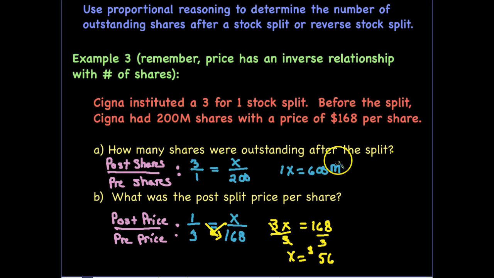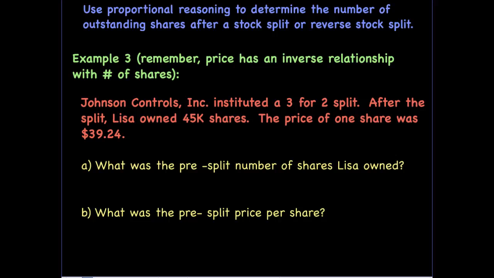So does that make sense? Our price has gone down. We started with 168. At the end, each share is now only worth $56. That's a third of this. That works, so we know we've done it correctly. Let's look at just a couple more quick examples.